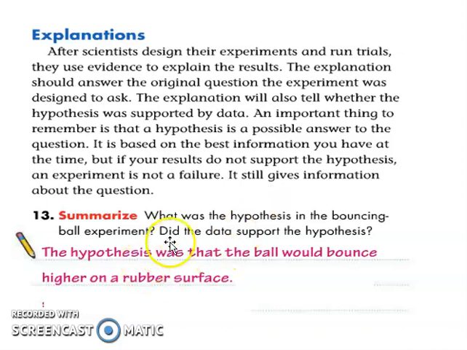So, summarize. What was the hypothesis in the bouncing ball experiment? Did the data support the hypothesis? The hypothesis was that the ball would bounce higher on a rubber surface. That is our first guess before, that rubber is the best surface for the ball to bounce because rubber is flexible. But in the actual experiment, the wood is the highest, right?